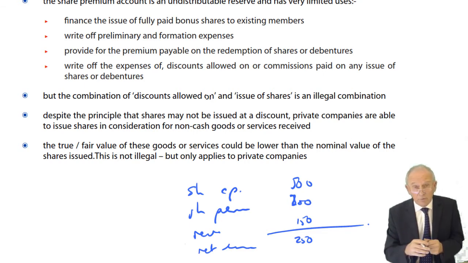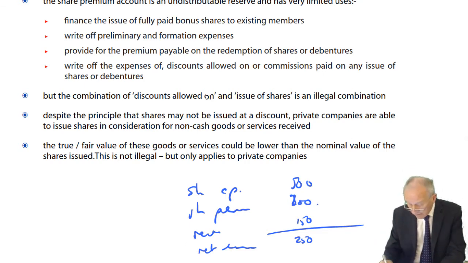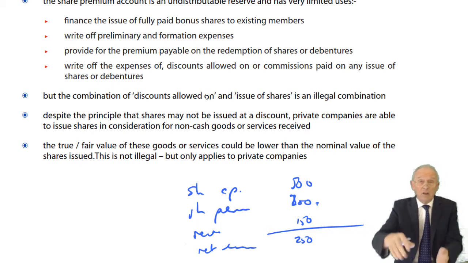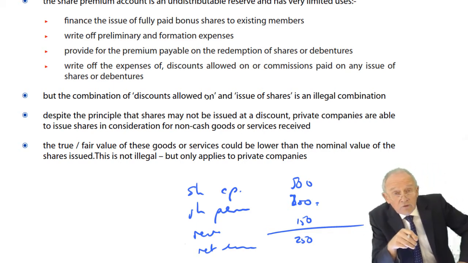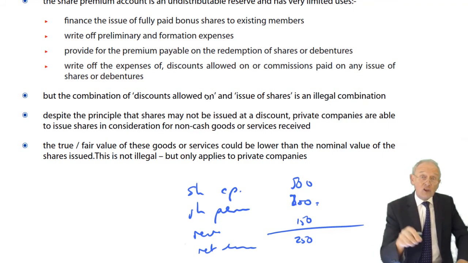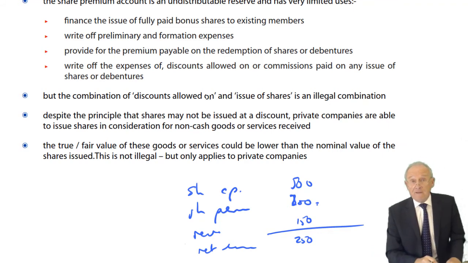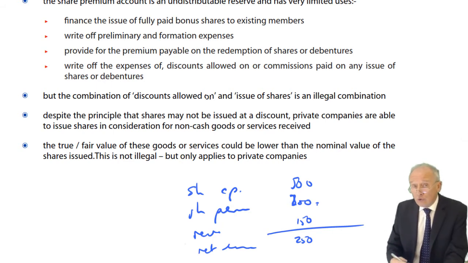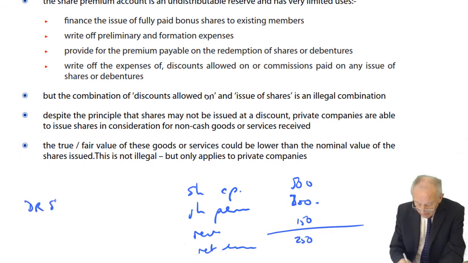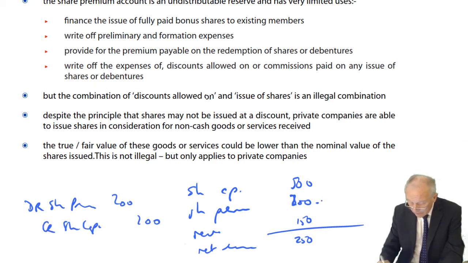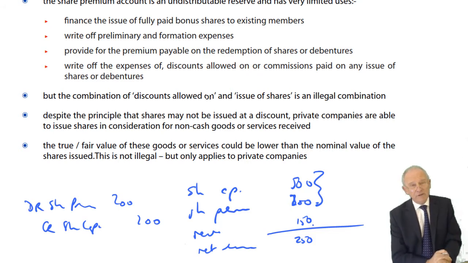That's non-distributable. But what we can do is we can take that 200 and we can say to our shareholders, we're going to give you a bonus. We're going to give you 2 free shares for every 5 that you already hold. Hey, aren't we the good guys? We're going to give you 2 for every 5. And so what they'll do is they'll debit share premium account, 200, and credit share capital account, 200. So all we're doing is amalgamating those 2 figures.